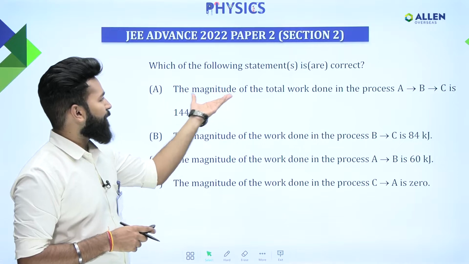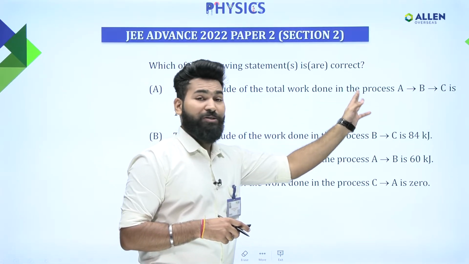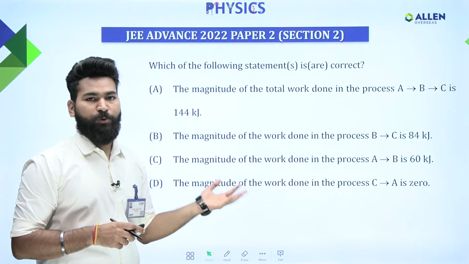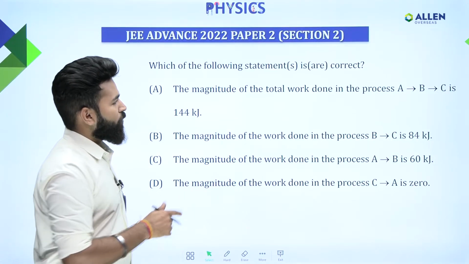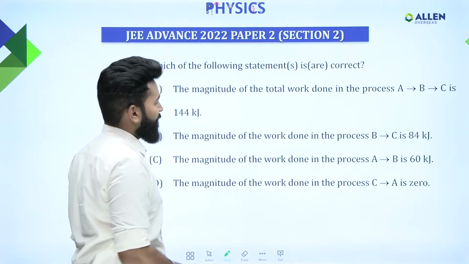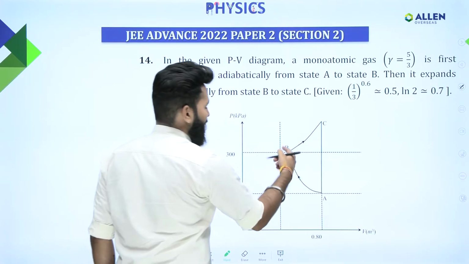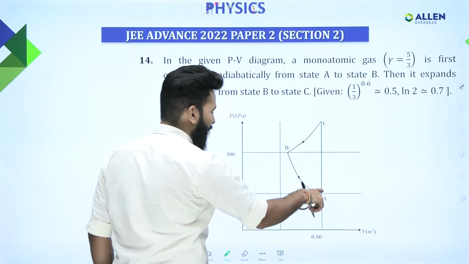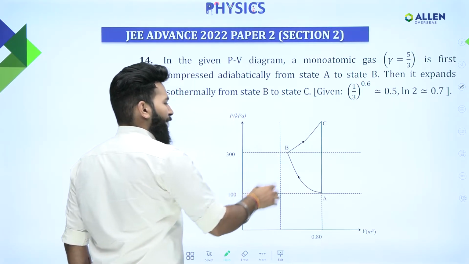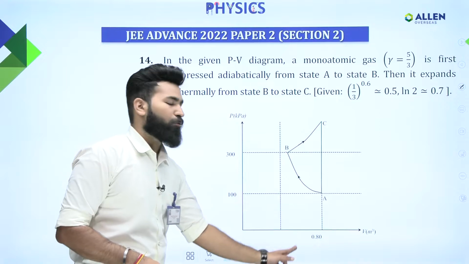They are saying that the magnitude of the total work done in process A to B and then C is 144 kilojoule. So we'll have to calculate the work done. First, let's calculate the work done for the process A to B. It's given in the question that the process A to B is adiabatic. The pressure and volume at state A are given. At point B, pressure is given, but we'll have to calculate the volume.